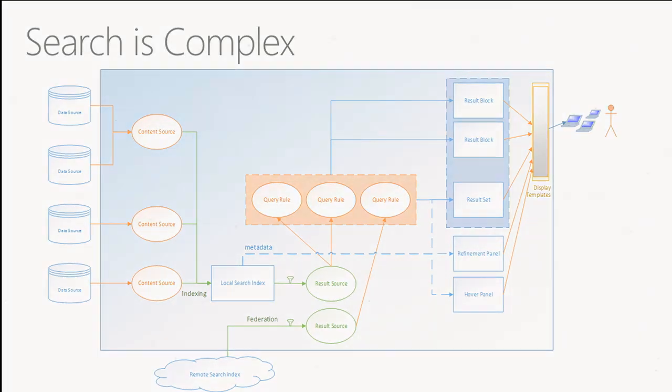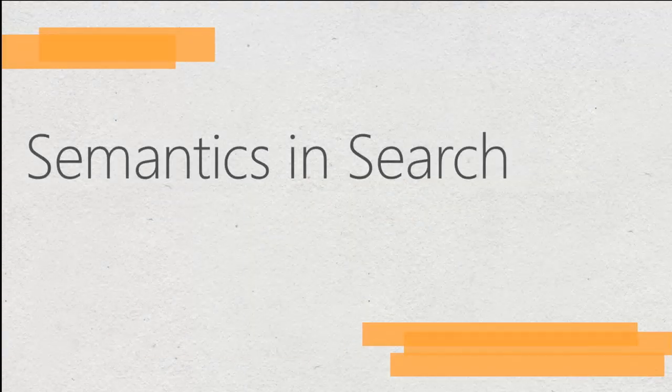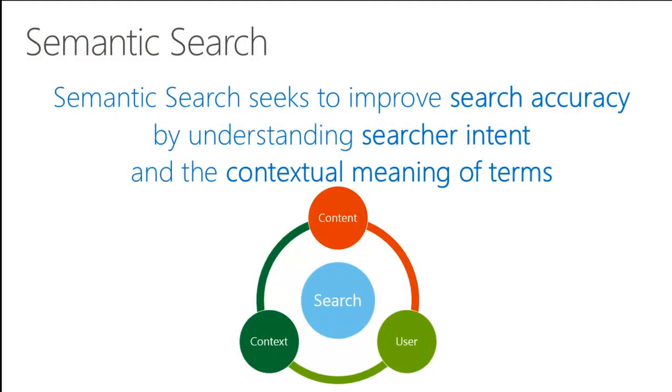So let's talk about semantics in search and how to get there and what kind of semantics we can have in SharePoint, because semantic search is a kind of big expression, but we have to understand how we can get it in SharePoint. Semantic search seeks to improve search accuracy by understanding the searcher's intent and the context of search. What does it mean? It means that in search, you have to consider at least 3 different things.